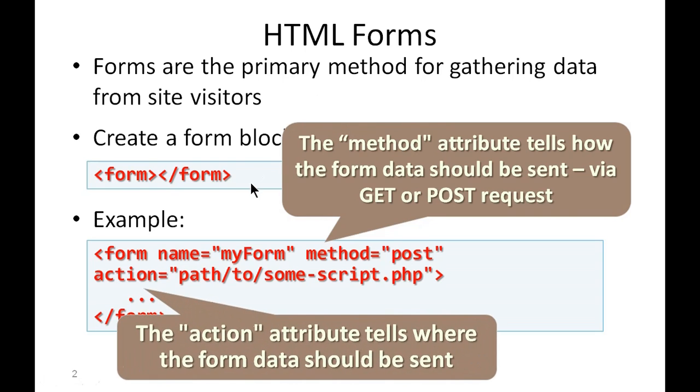Now the next attribute, action. The action attribute tells where the form data should be sent. Okay, so this action attribute is showing only a path, the path to some script, meaning here will be the path of your web page where that form will be sent. Okay, so these are some examples. This is the example of how a form can be designed. Now we will move to the next page.